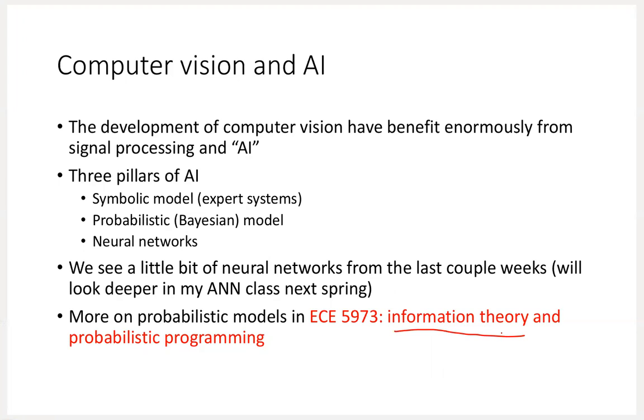Of course, if you're interested in machine learning, AI and so on, the whole AI discipline has three important pillars. One is symbolic models, which I have not touched on, for example expert systems and so on. The other is probabilistic models and the last one is neural networks. Of course, we spend lots of time on neural networks in this class, and I will talk a lot more about Bayesian and probabilistic models in this course.